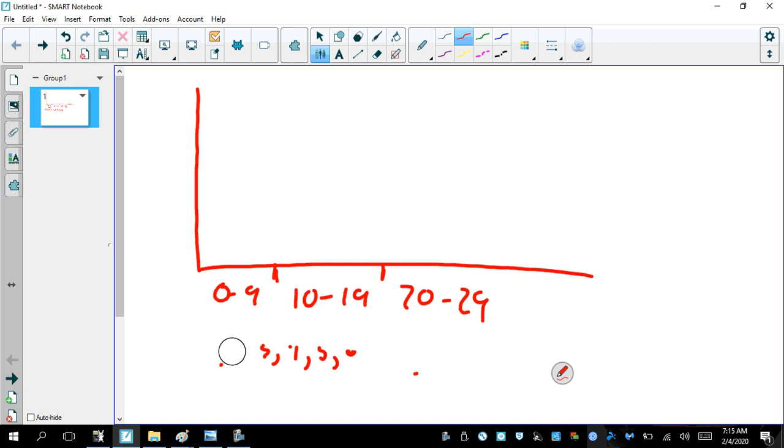So pretty much what they're asking is, in the second set, in this set right here, how many numbers are there? Essentially they're asking you how many of these numbers fall between 10 and 19. No, 1, 2, no, not 20. Nope, nope, nope, 3. So, how many values would be in the second class?